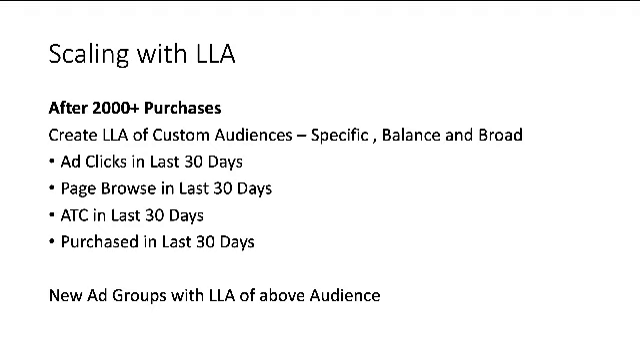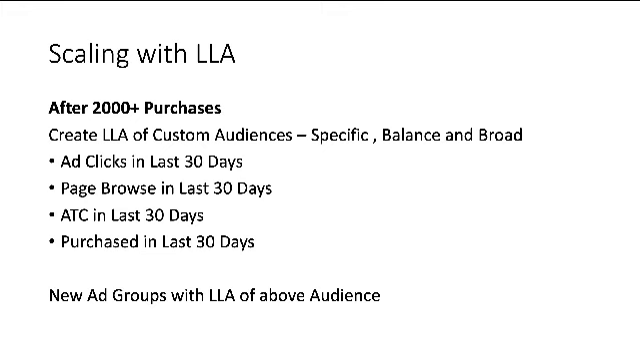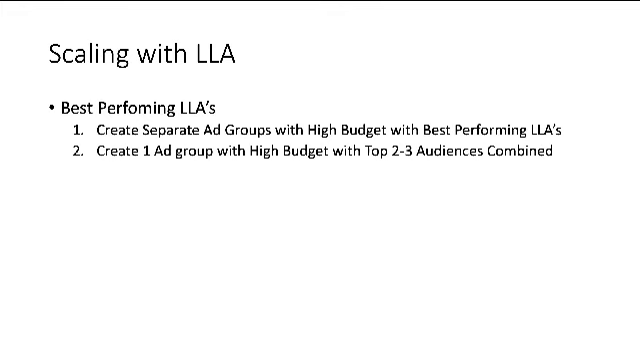Now after you find what audiences are working best for you, you move on with scaling with LLA. Let's say you found out the top three audiences that work best for you. Now you create separate ad groups with a very high budget with these three best performing lookalikes. So let's say your specific audience for add to cart, purchases and page browsers in the last 30 days are working best. So you create three different ad groups of these three and give them a high budget and run them.